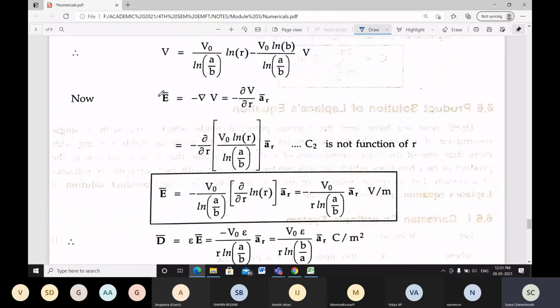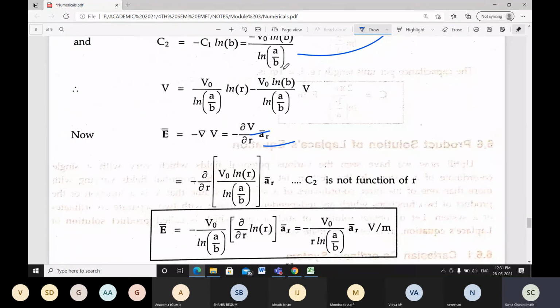Then E is going to be minus del V, that is nothing but minus ∂V/∂r into a_r. Then you substitute for V here. The second part has no r in it, so it will be 0 directly when I differentiate with respect to r. For that reason, consider the first part only. Therefore, minus ∂/∂r of V naught ln r divided by ln(a/b) into a_r.